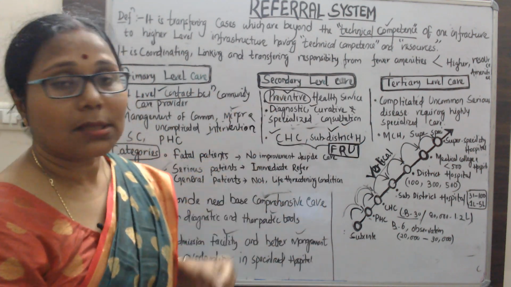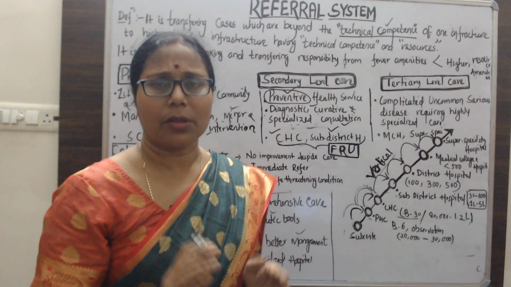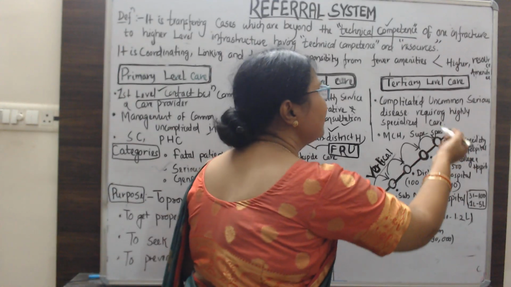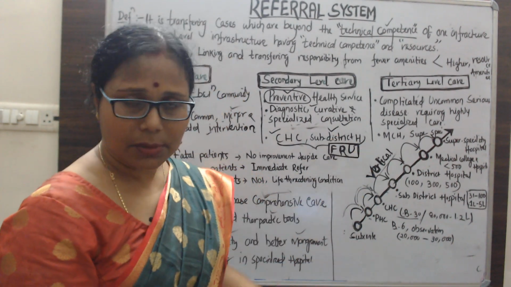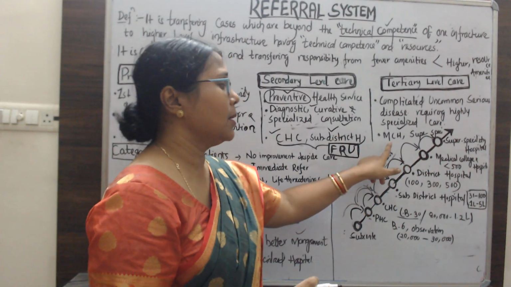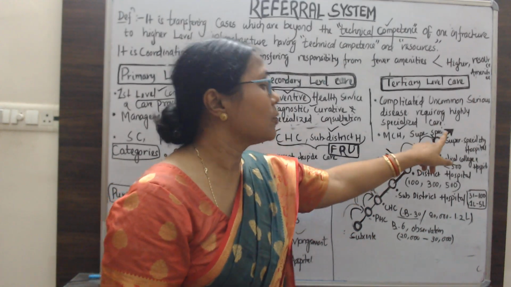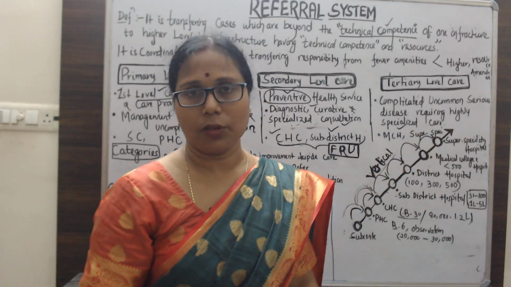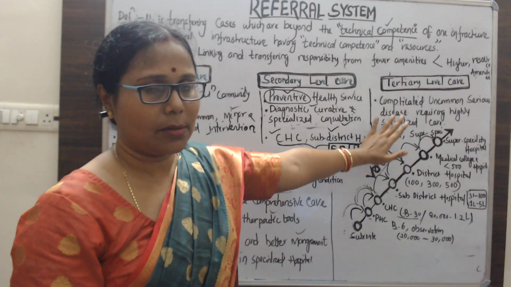Next we go to the tertiary level. At the tertiary level, complicated cases are managed, those requiring high specialist care. The organizations under this section are the medical college and hospital, super specialty hospital and the regional hospitals. So this is called the tertiary level of care.